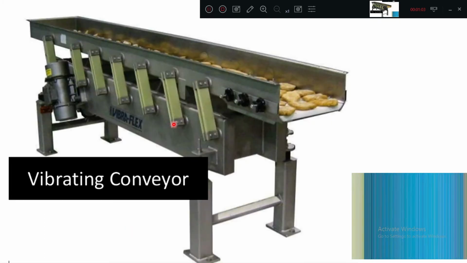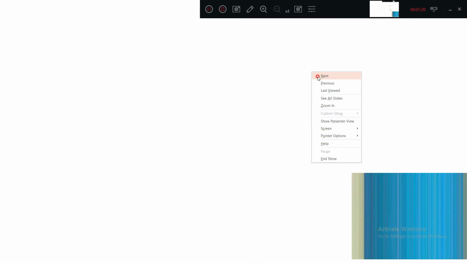Can you see this example? This is a typical vibrating conveyor. Okay, this is mechanical, motor driven. So the plate is continuously vibrating in the horizontal plane, so the items are continuously moved in the forward direction. Okay, this is a typical type of vibratory conveyor system.